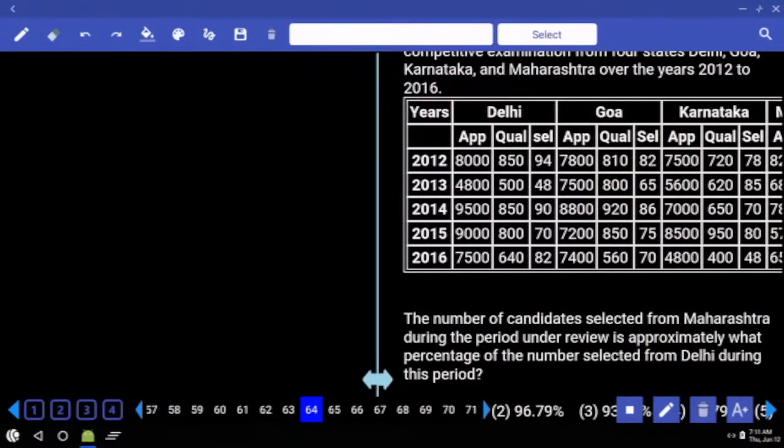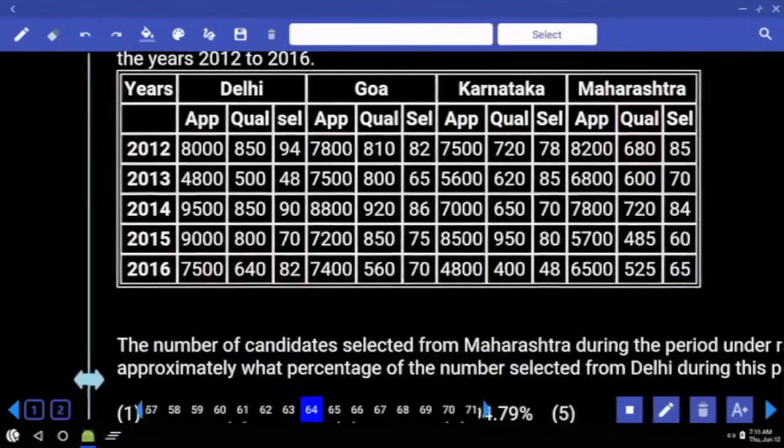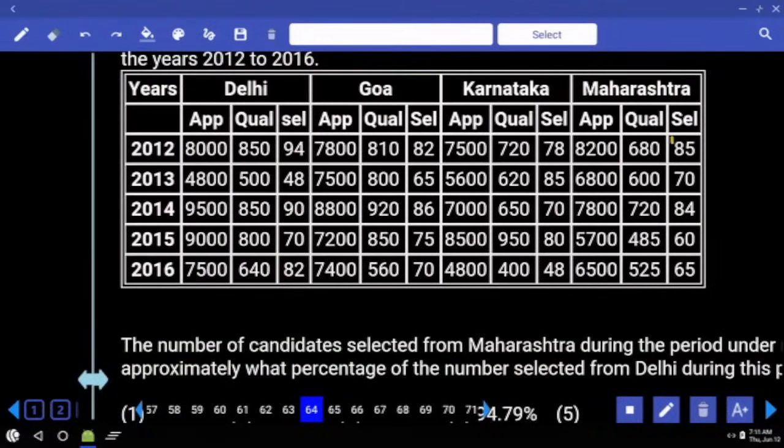The number of candidates selected from Maharashtra during the period under review is approximately what percent of the number of selected candidates from Delhi during this period? Maharashtra, selected candidates from Maharashtra. These are the numbers. Approximately what percent of the number of selected candidates from Delhi during this period? Selected candidates from Delhi. Sum of these values. Let's calculate. 48 plus 82.